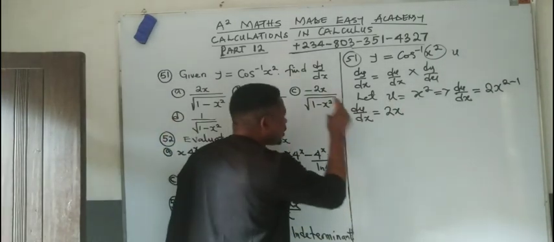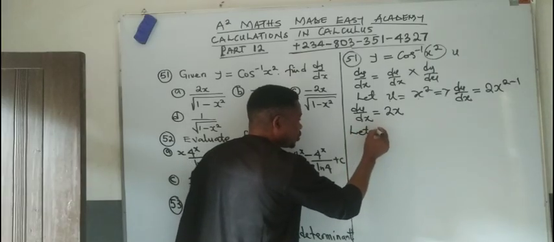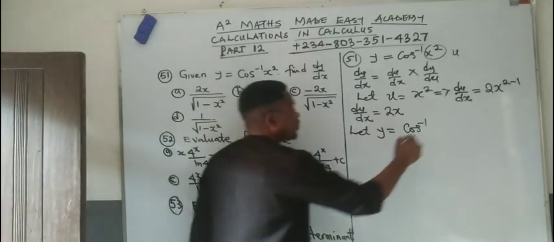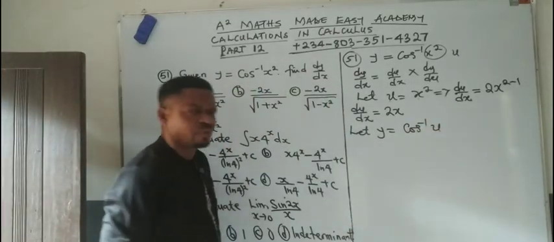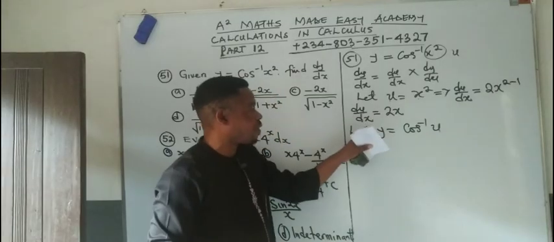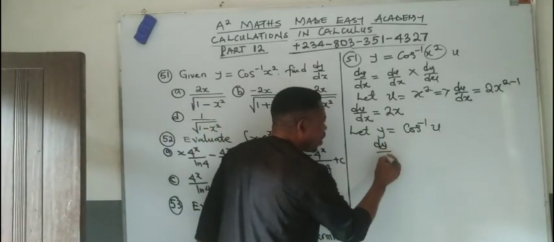Now, having satisfied u to get du/dx, can we now consider y? Look at it. Let y be cos inverse of u. Are you with me now? So what are we doing? We want to differentiate y with respect to u, and this will now give us dy over du.